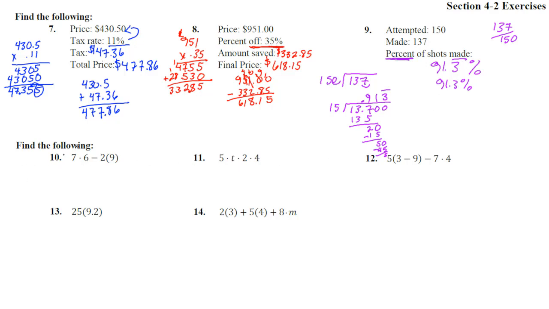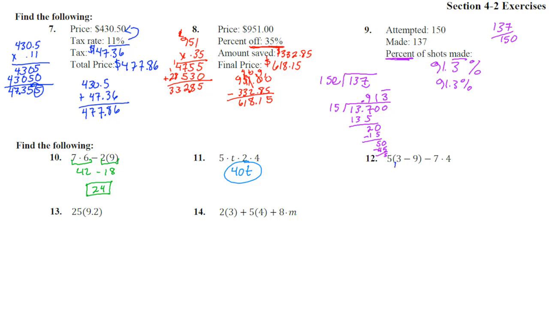Good. Number 10. Find the following. Remember, this dot up off the bottom is times. So this is 7 times 6 is 42. And this is also multiplication minus 18. 42 minus 18 is a 24. Okay, number 11. 5 times t, we don't know what t is, but we know that 5 times 2 is 10, times 4 is 40, so 40 times t. That's as simple as it's going to get. Good, next one.